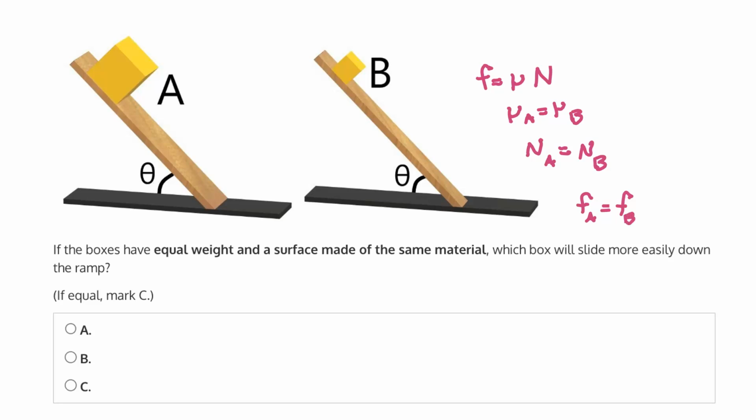So, if the force that's responsible for seeing them translate down the ramp is the same, and the force that opposes that force is the same, then they should slide down the ramp with equal ease. And the correct answer is C.